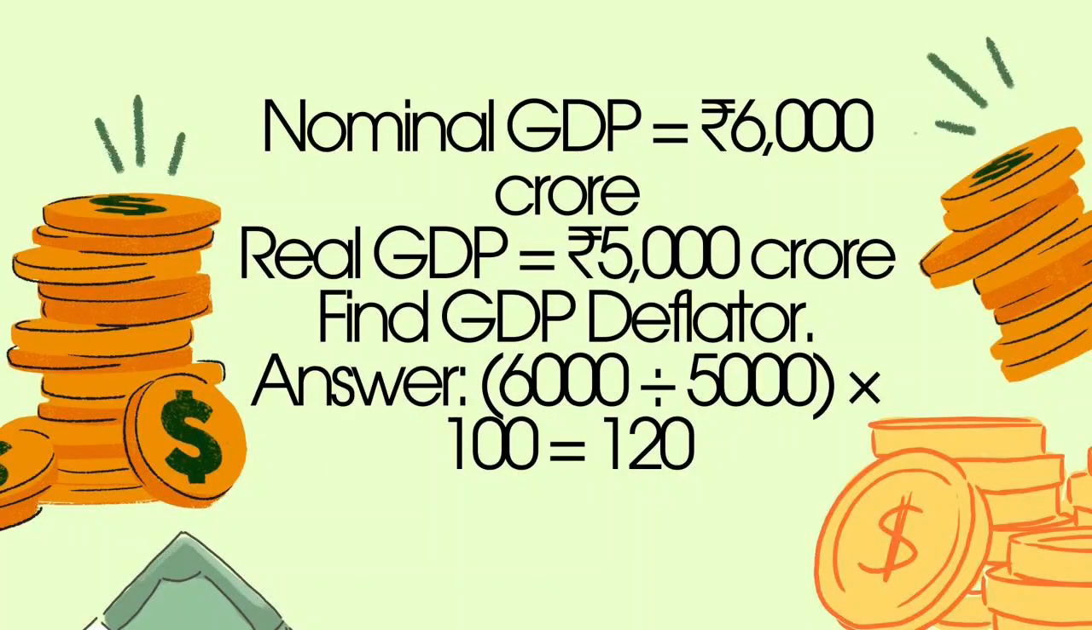The definition might seem very confusing, so let's solve a numerical. Nominal GDP is 6,000 crore and real GDP is 5,000 crore. Find the GDP deflator. Now the formula of GDP deflator is, what is it? It's nominal GDP divided by real GDP multiplied by 100. So that gives us 120. It means the overall price level is 20% higher than the base year.